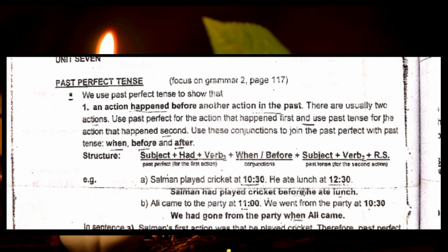In sentence A, Salman's first action was that he played cricket. Therefore, past perfect tense is used to talk about it: Salman had played. And his second action was that he ate lunch. Therefore, past tense is used to talk about it: he ate lunch. Both sentences, past perfect and past tense, are joined with the conjunction before.